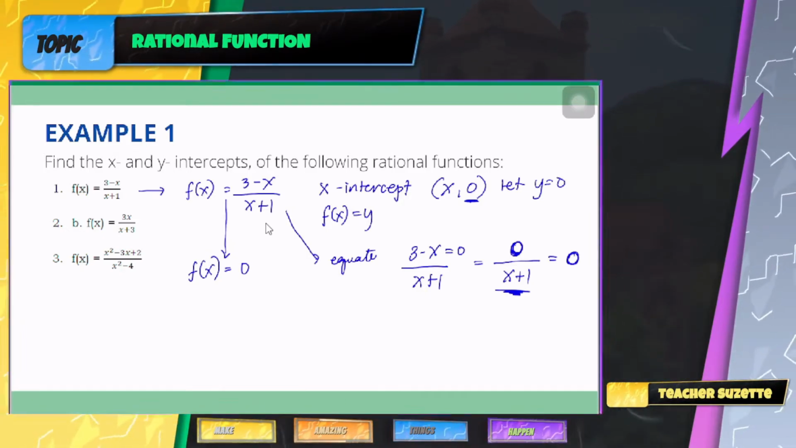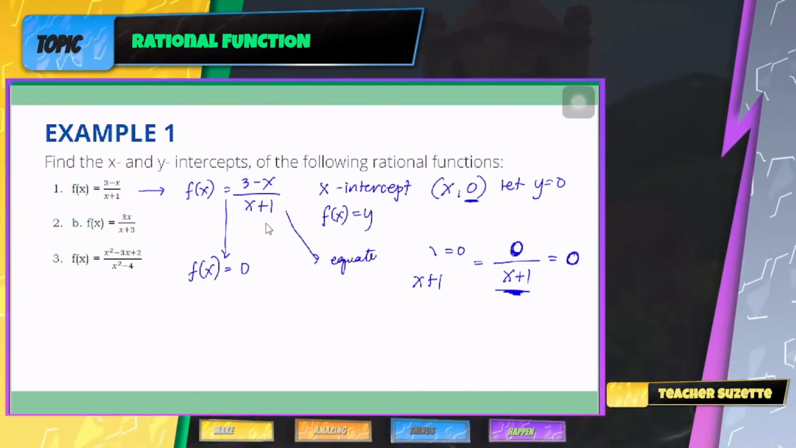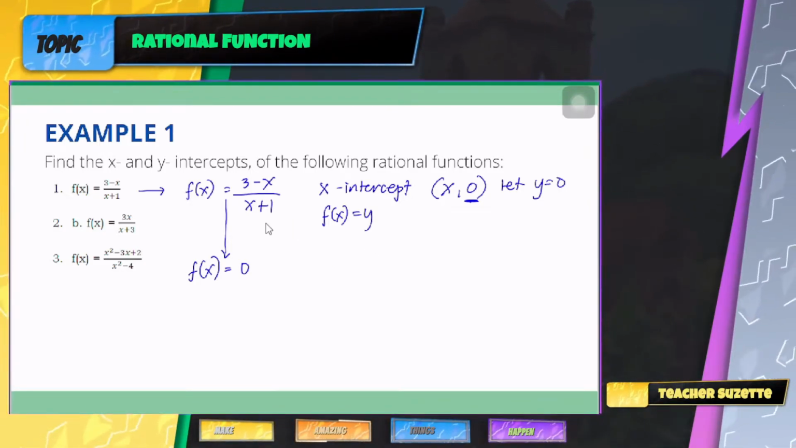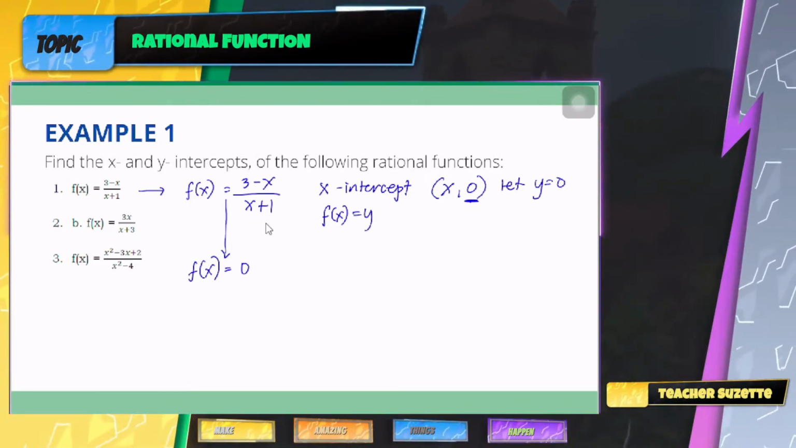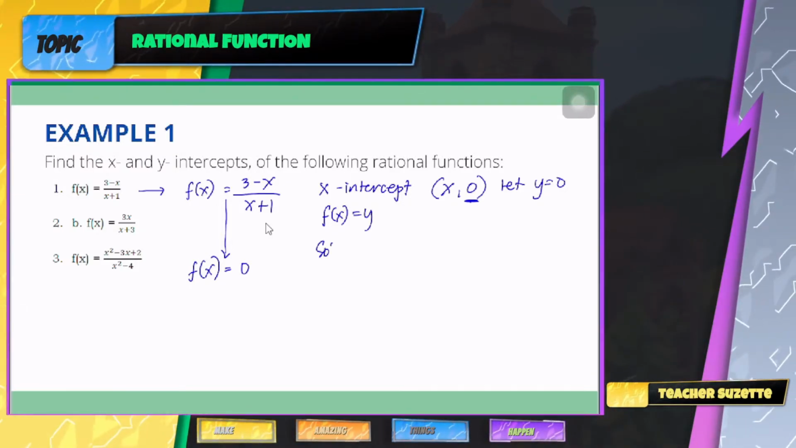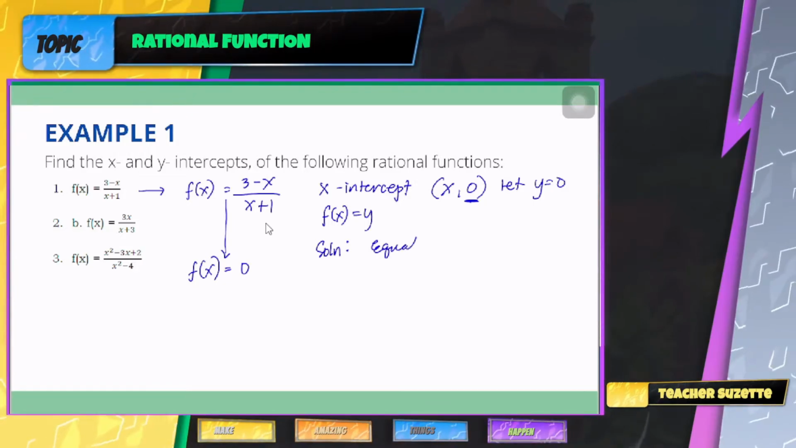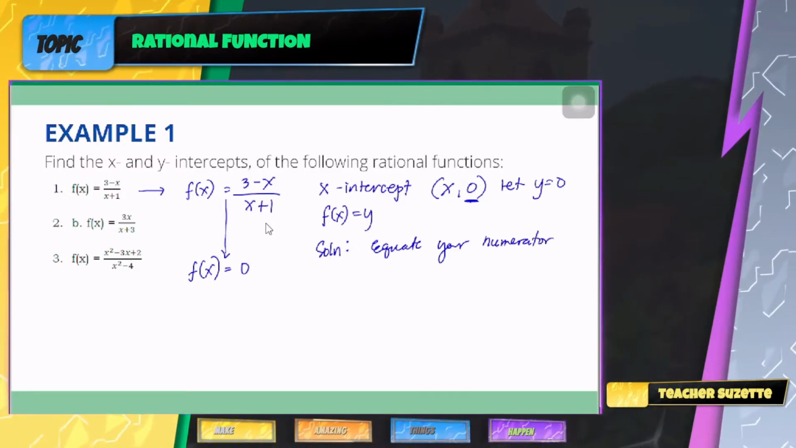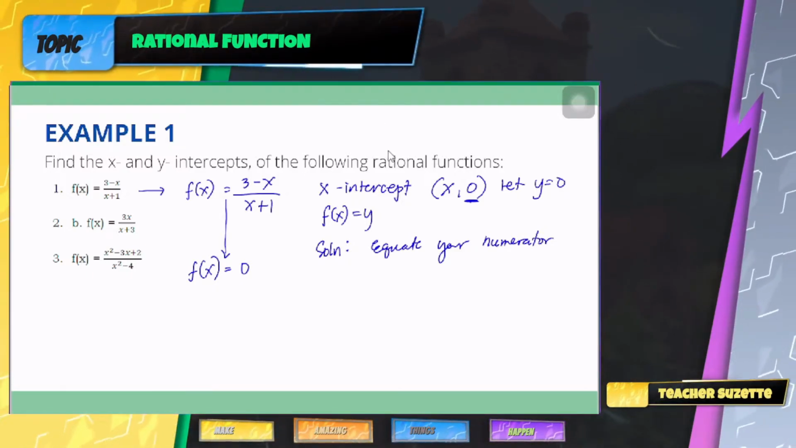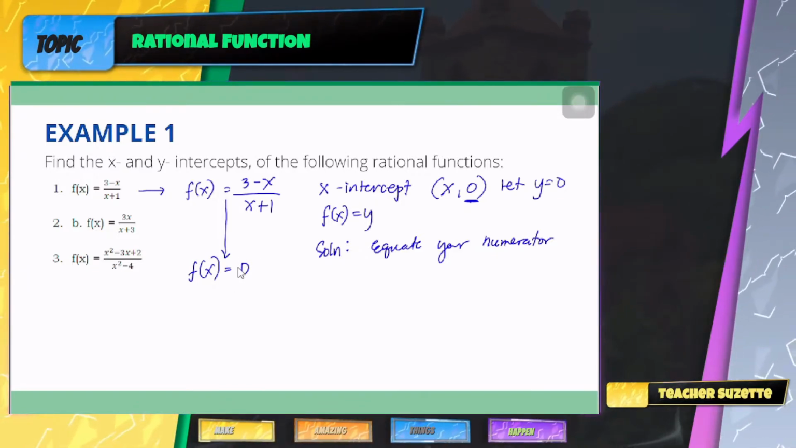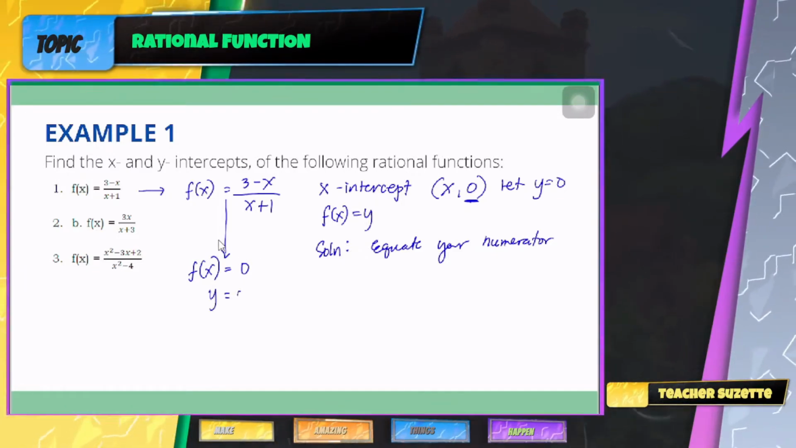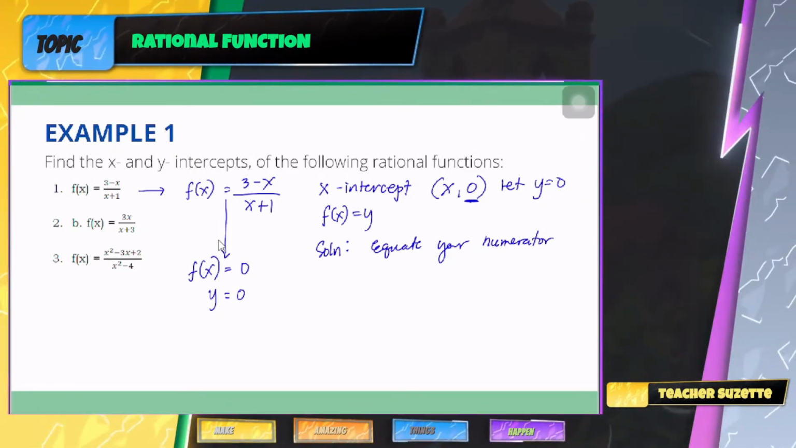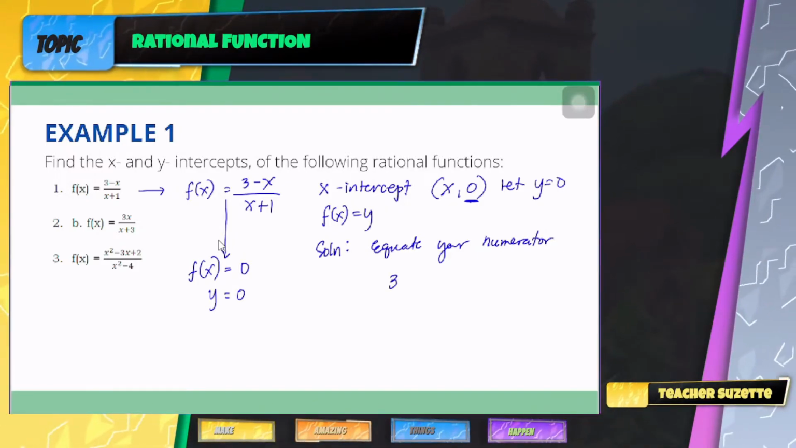That is why, dahil dun sa konsepto na yon, nakuha yung technique or yung pinaka-easy way for you to solve the x-intercept. So, for you to solve the x-intercept, you just have to equate your numerator. Kasi automatic na, kapag ang numerator mo ay 0, magiging equal na to 0 yung iyong other side. So, makukuha mo na agad yung y is equal to 0 mo. So, mangyayari, you will have 3 minus x.